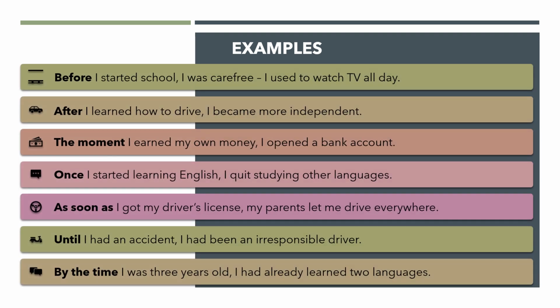Before I started school, I was carefree. I used to watch TV all day. After I learned how to drive, I became more independent. The moment I earned my own money, I opened a bank account. Once I started learning English, I quit studying other languages. As soon as I got my driver's license, my parents let me drive everywhere. Until I had an accident, I had been an irresponsible driver. By the time I was 3 years old, I had already learned two languages.